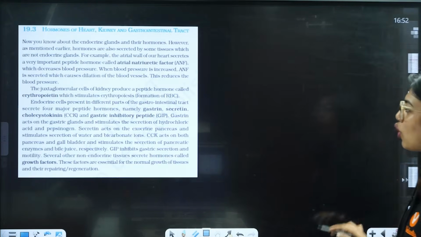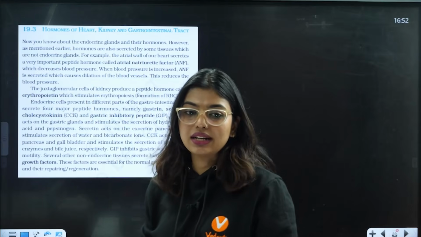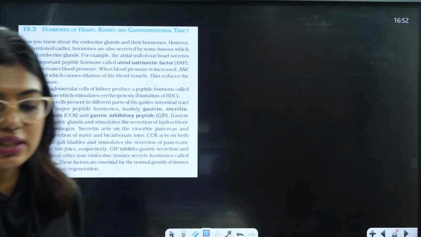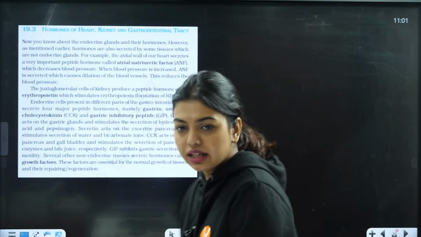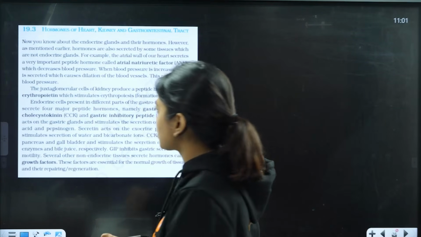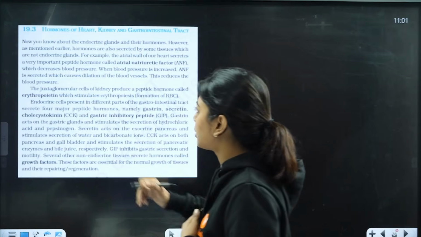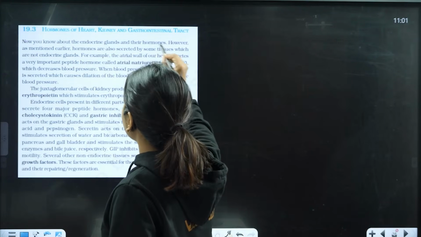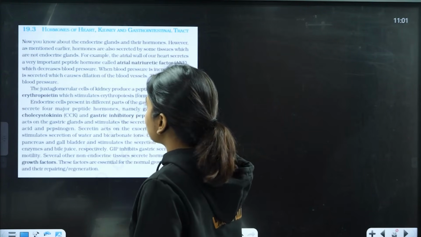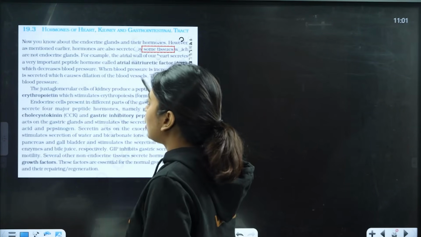Next one, the students, hormones. Here hormones of heart, kidney and gastrointestinal tract is there. This we are going to do next. Okay, almost coming to an end of the topic. In case it is visible, please open your NCERT and check it. Now you know about the endocrine glands and their hormones. However, as mentioned, hormones are also secreted by some tissues which are not endocrine glands.